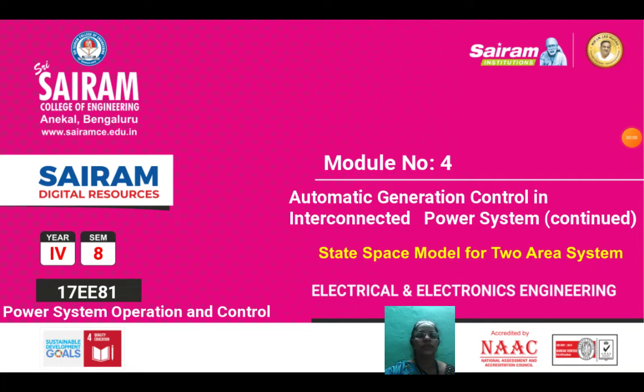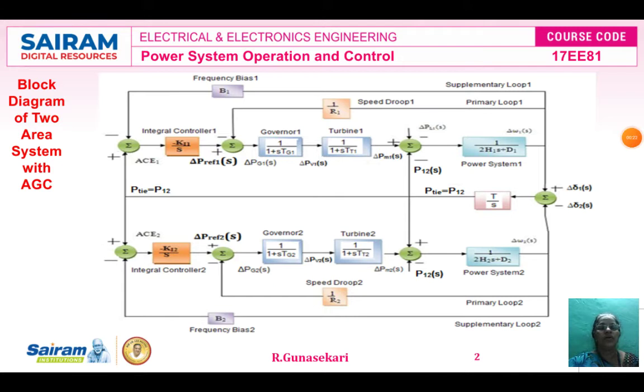Dear students, I give a lecture on the state space model for a two area system. This topic comes under module 4. The title of module 4 is Automatic Generation Control in Interconnected Power System, a continuation of module 3. So first we see the block diagram of a two area system with automatic generation control.